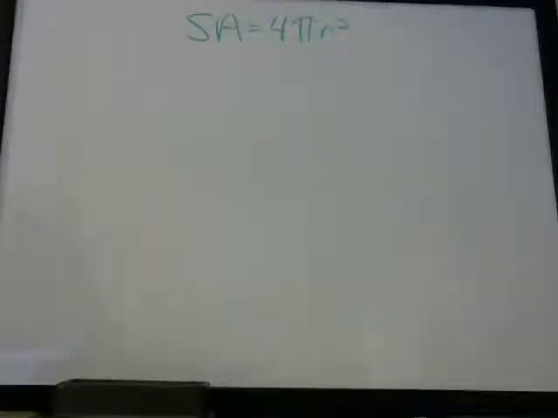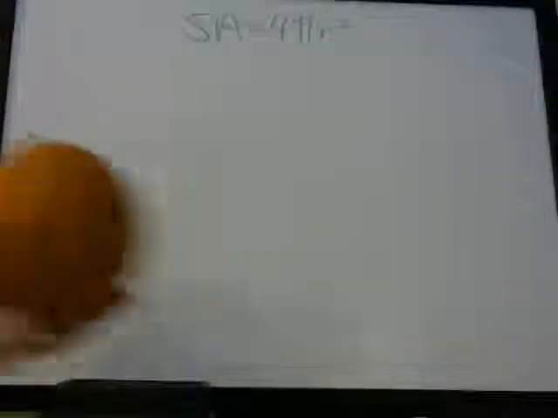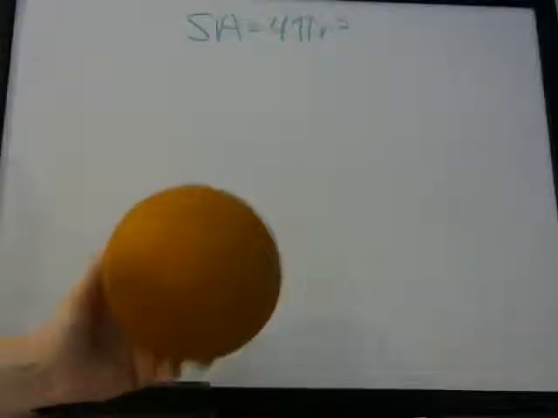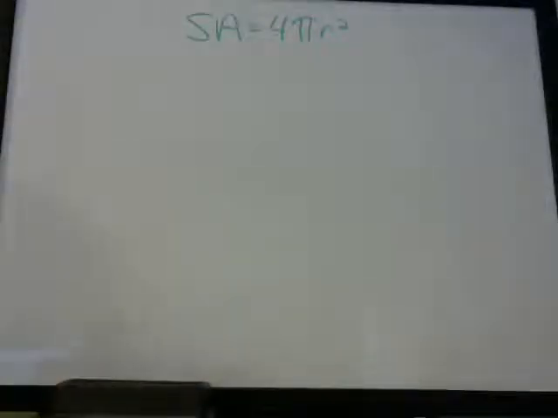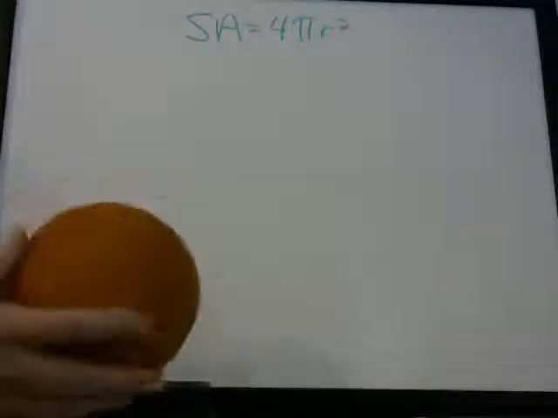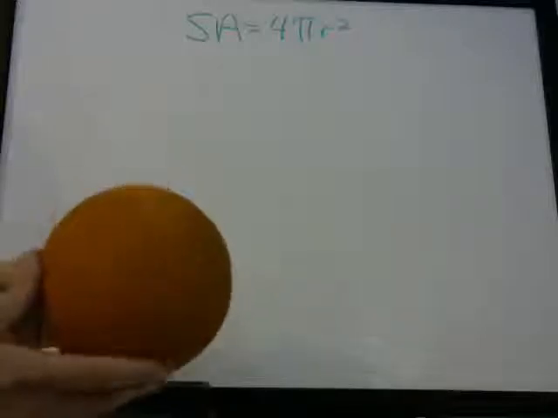We're going to talk about how to find the surface area of a sphere. And so what is a sphere? It's just a round object like a ball, something that is perfectly round. And so remember, when we talk about surface area, you can think of it as if you're covering the ball, or you're going to paint the ball.